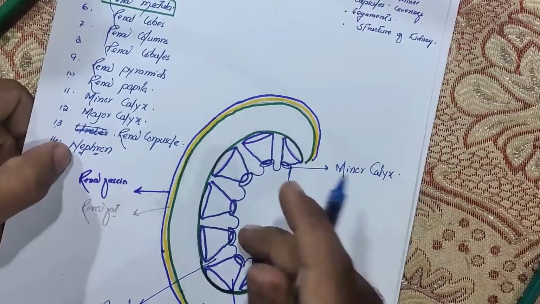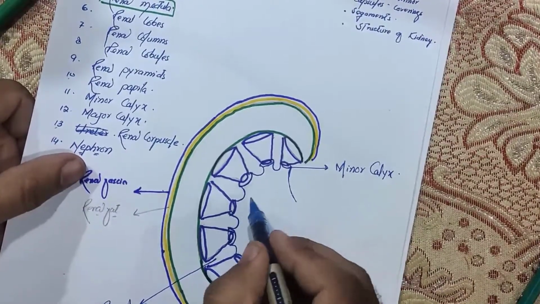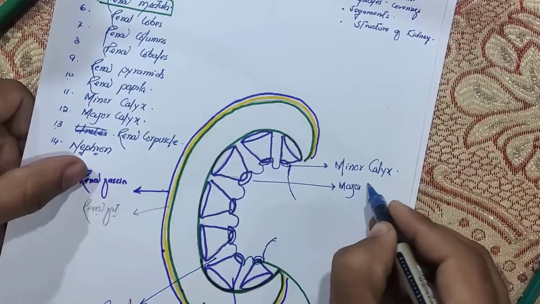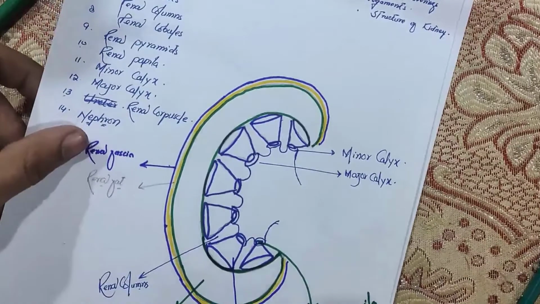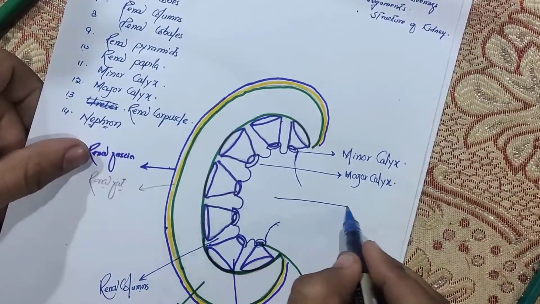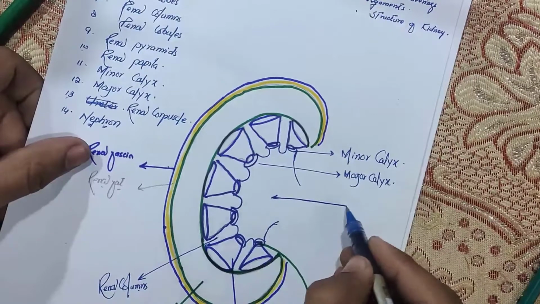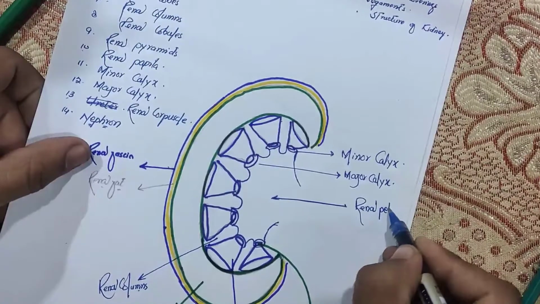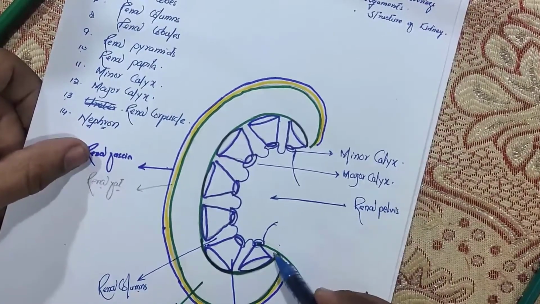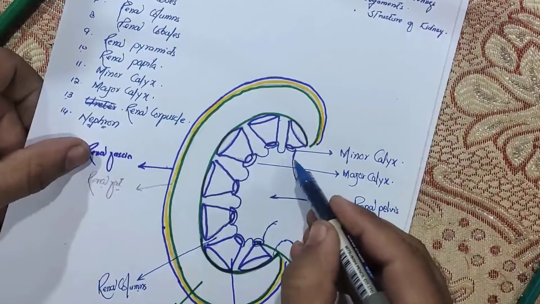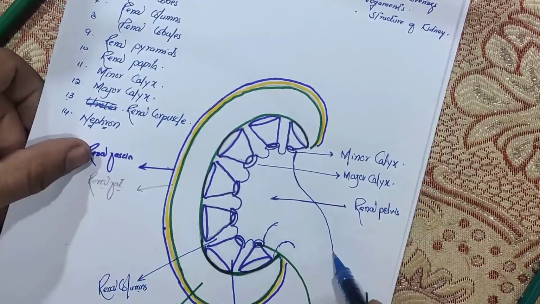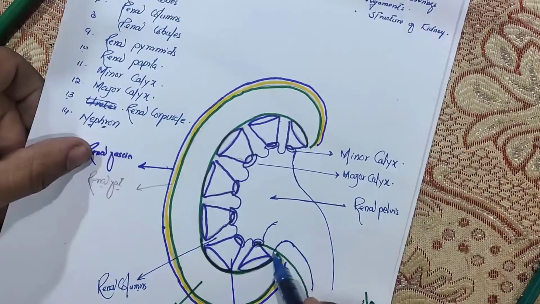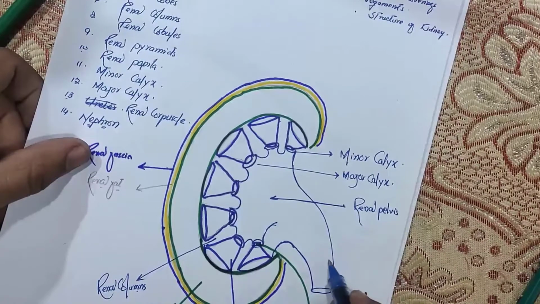Minor calyx. And what is this part? These are called major calyx, right? Major calyx, right friends? And what is this part? This is called renal pelvis. And then they collect the urine and bring it like this. Now it becomes the ureter. It is now the ureter.